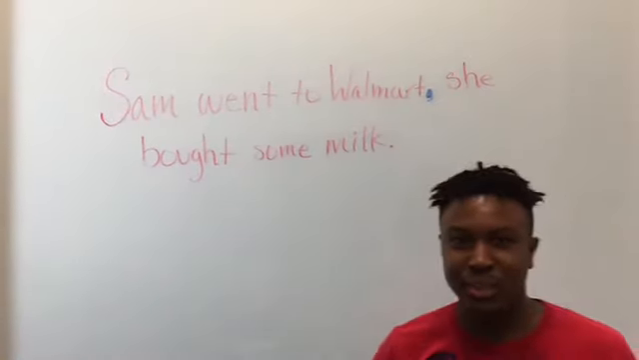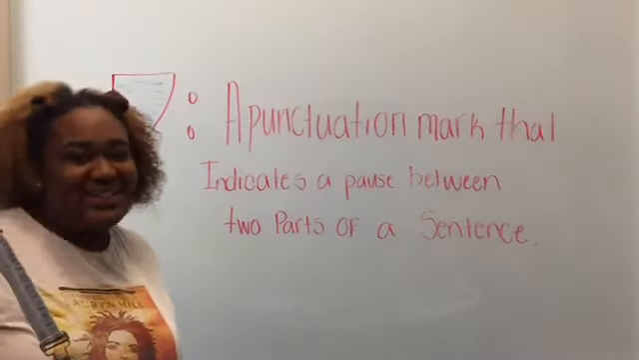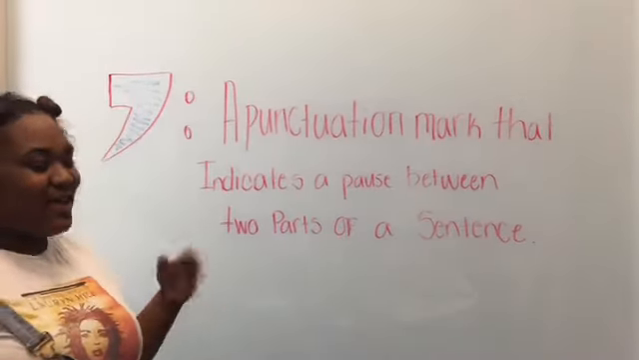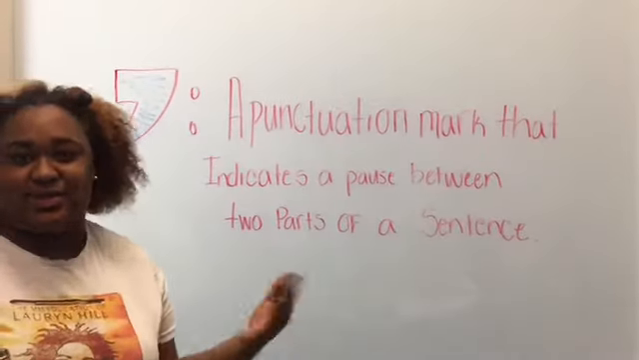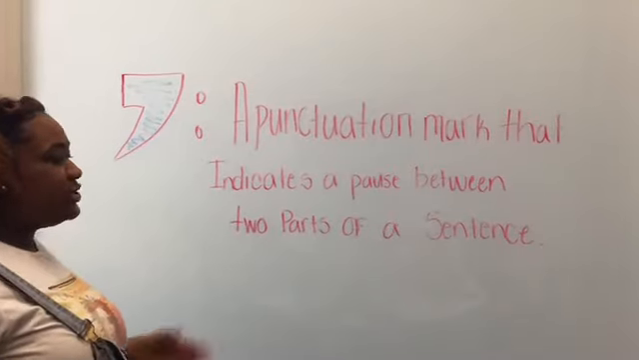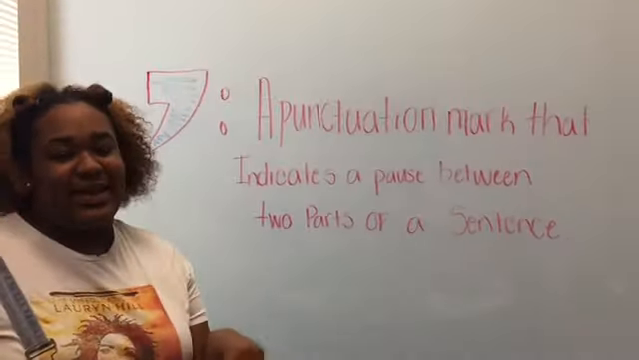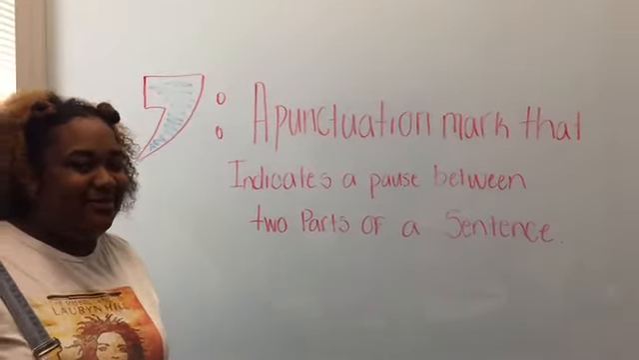Now let's go to Definition Delilah to learn what a comma is. Hey guys, it's me, Definition Delilah, and I'm going to tell you what a comma actually is. So a comma is a punctuation mark that indicates a pause between two parts of a sentence. And I know it might look a little weird, seem a little tricky, but you're going to get it. Back to my friend Aaron.